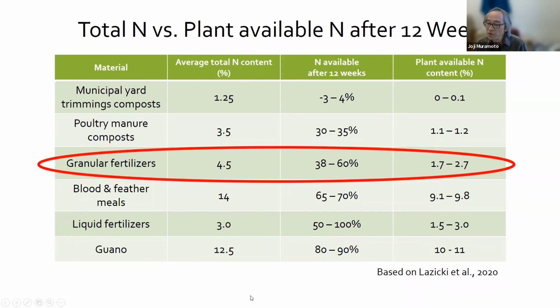Some granular fertilizer may have a 4.5% guaranteed analysis. That has a total nitrogen of 4.5%, but only 40 to 60% becomes available. So the available form of nitrogen can be 1.7 to 3%, and so forth. So that's the important point to understand how to use organic nitrogen fertilizer.